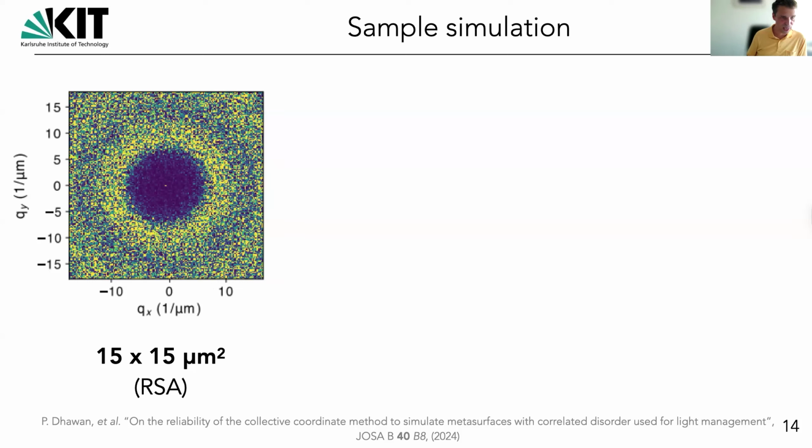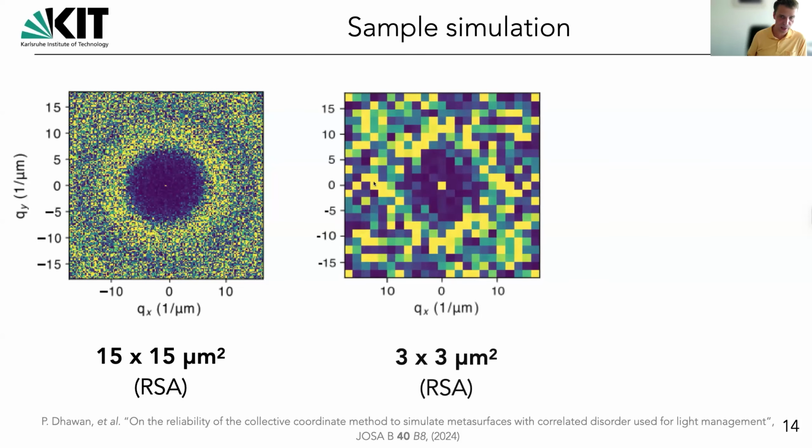And this is just the idea how to illustrate this whole thing. So this is like the structure factor of a large scale sample that has been simulated with this random sequential absorption process. And here we have the same sample, but much smaller, also calculated with this random sequential absorption process without this sort of collective coordinate method. And here we see that this doesn't really look like the sort of structure factor that we have been obtaining here from this large scale sample.